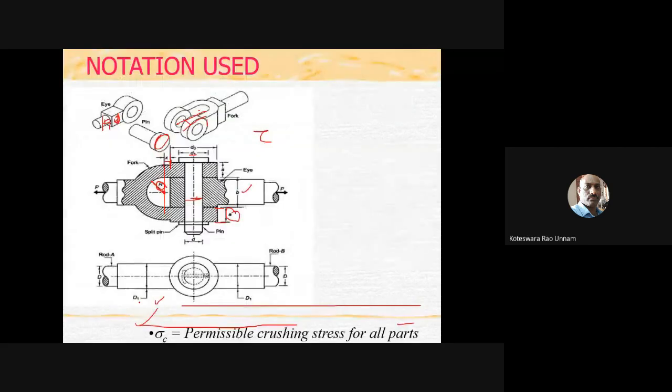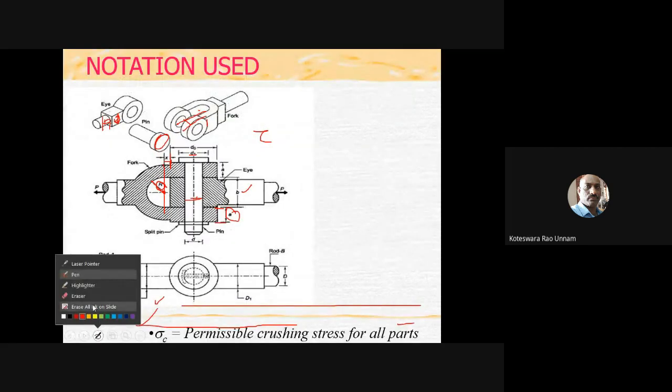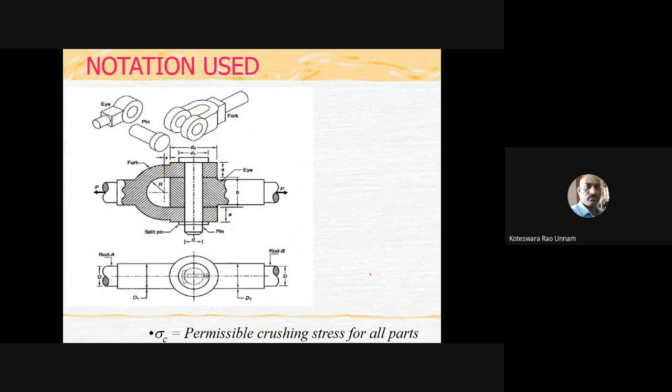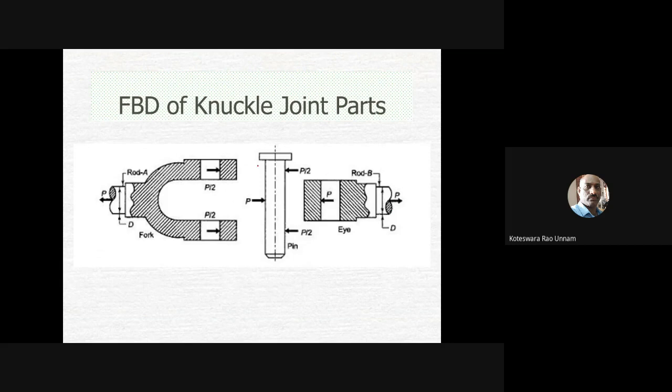Now with the terminology, we'll go with the design procedure. Before going for the design procedure, if I draw the free body diagram for these three parts, these are the three major parts, based on the free body diagram I can easily identify the various types of failures for those components. So now the free body diagram will look like this. This is the free body diagram of the fork, this is the rod or eye end, and this is the knuckle pin.